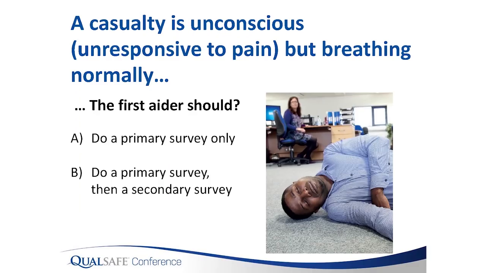Okay. Anyway, I'm going to re-ask this question. An unconscious casualty is unresponsive to pain, so they're right at the bottom of the levels, but they are breathing normally. So what should the first aider do? Should they A, do a primary survey only, or B, do a primary survey, then a secondary survey?